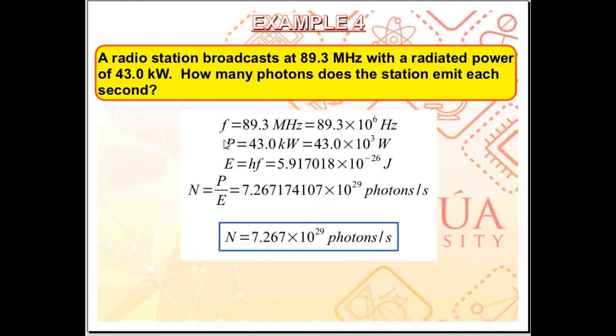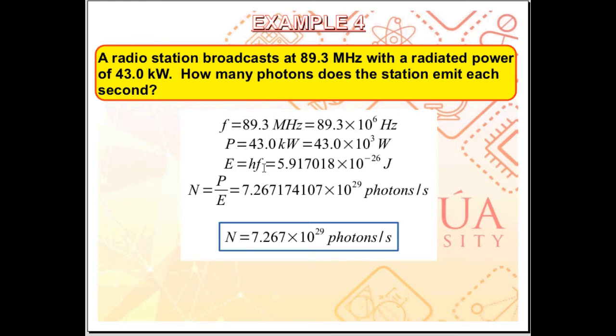Knowing the frequency of the wave, we are able to get the energy of the photon. E is equal to hf, which will give us 5.91708 times 10 to the negative 26 joules.